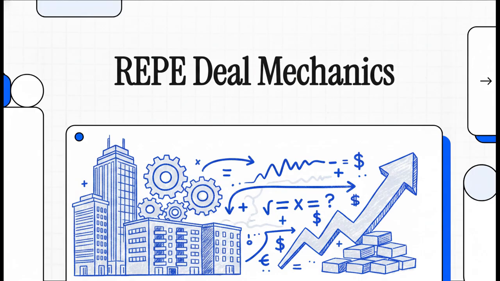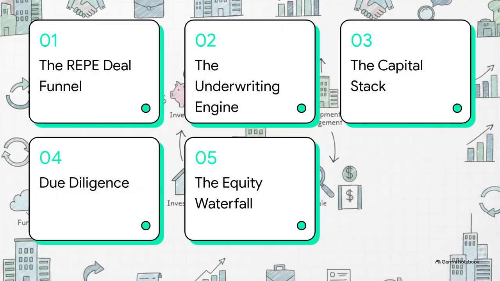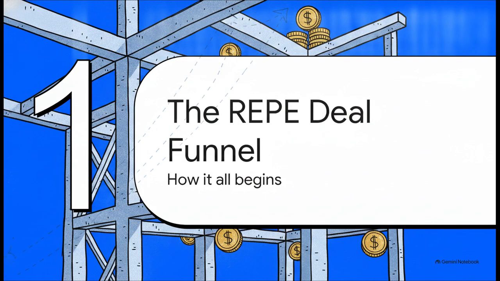We're going to strip away the jargon and look directly at the precise mathematical and structural engines that power these multi-million and honestly sometimes multi-billion dollar transactions. We'll be walking chronologically through the lifespan of a deal, treating the whole REPE process like a rigorous manufacturing pipeline. We'll cover the deal funnel, the underwriting engine, the capital stack, due diligence, and finally, the equity waterfall distribution. Okay, starting with part one, the REPE deal funnel.